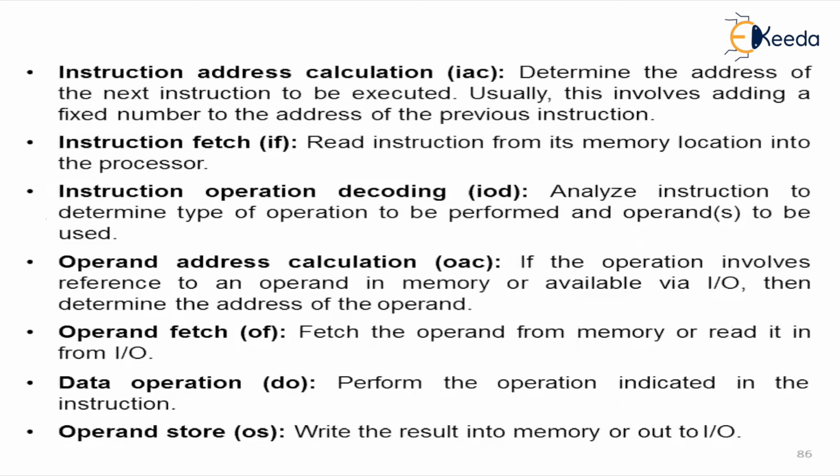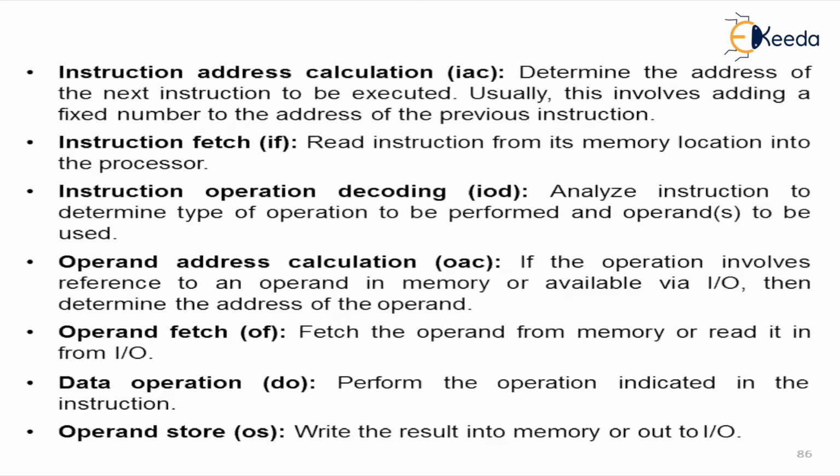Now, what is instruction address calculation? We call it IAC. It determines the address of the next instruction to be executed. It usually involves adding a fixed number to the address of the previous instruction. When we add a fixed number to the previous address, it indicates that the pointer will point towards a new address so that the execution can be faster. Then we have instruction fetch: read the instruction from its memory location into the processor.